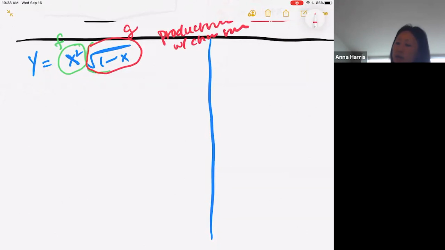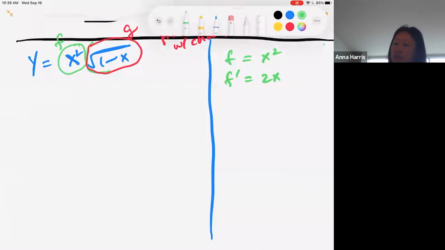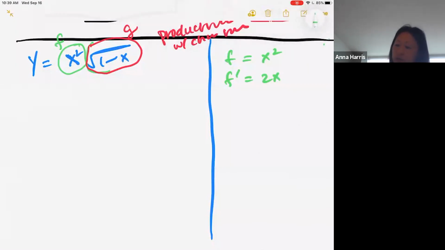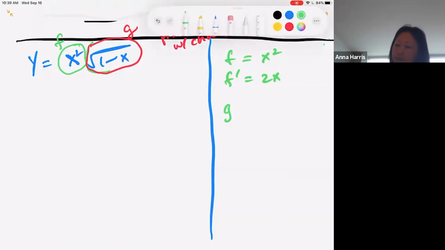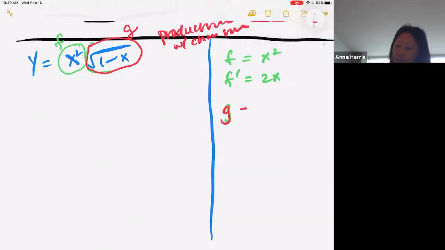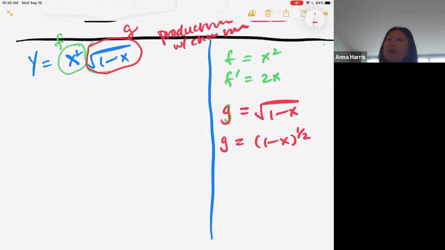Okay, so my f is x squared. This one, I can just simply do 2x, because this is just a regular power rule. I don't have to do anything anymore. Now let's look at the second part. g is equal to square root of 1 minus x. I'm gonna rewrite it. g is equal to 1 minus x to the 1/2 power.